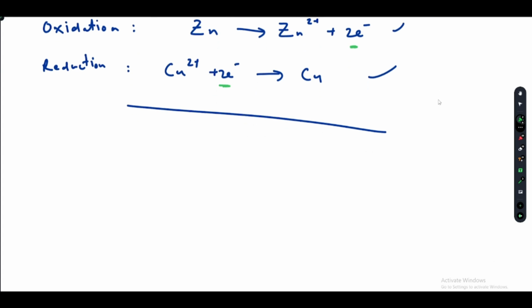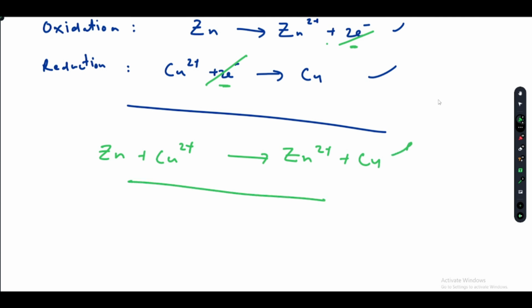So if we happen to add these two reactions together, we would see here on the reactant side, we would have Zn and Cu2+ with the electrons cancelling off because they're equal. And on the product side, we would have Zn2+ plus Cu. And this would be our net ionic equation.